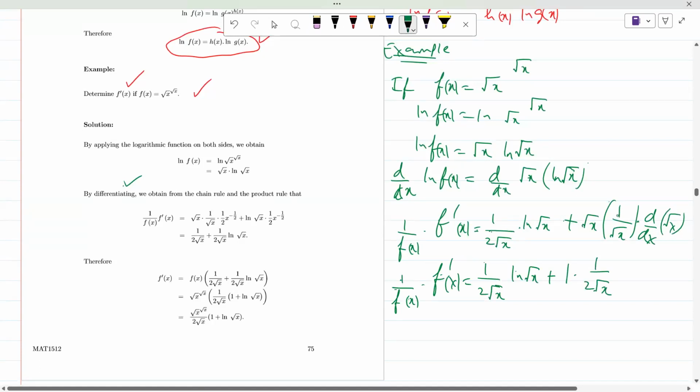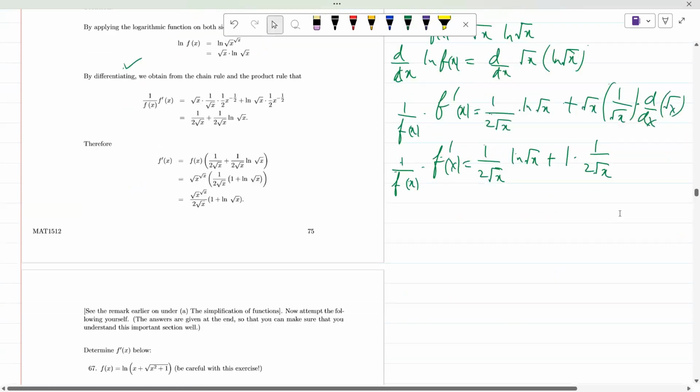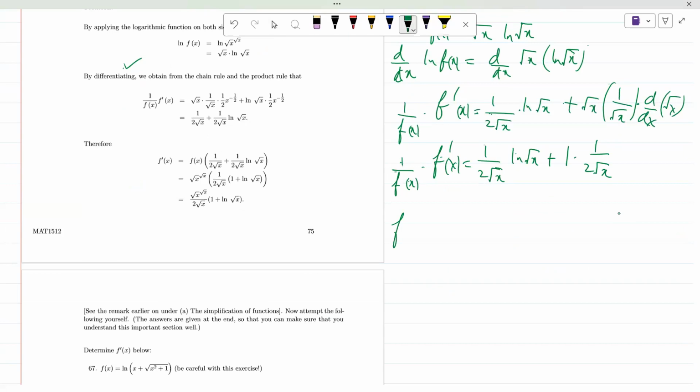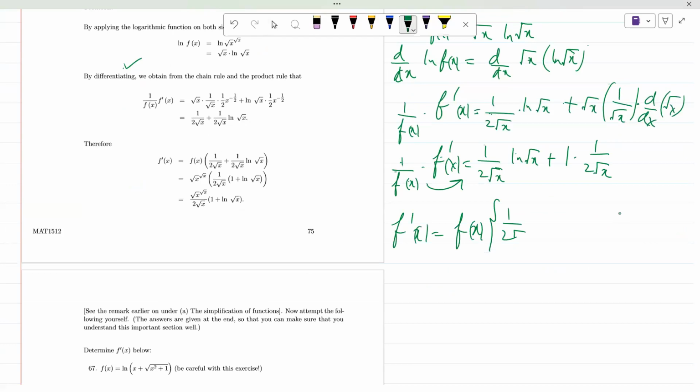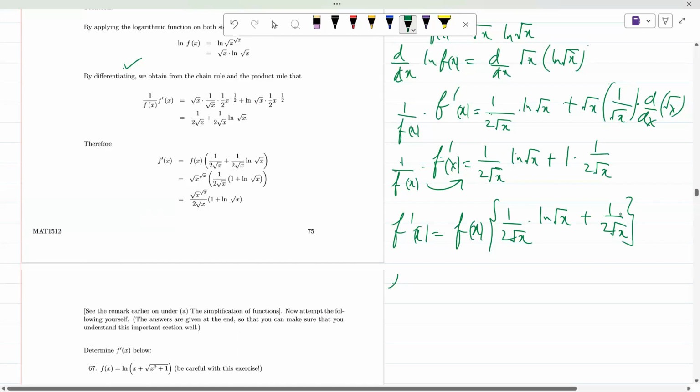We want to find what? We want to find f prime. So to find f prime, we sort of cross multiply, and this one is going to go to the other side. So you have this one, f, which is 1 over 2 the square root of x, the natural log of this, plus 1 over 2 the square root of x. Right, so we have this one, f prime of x.